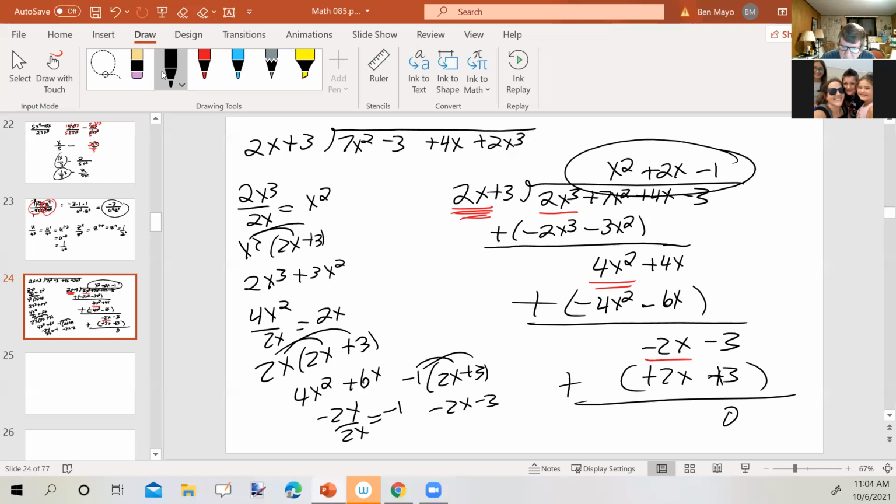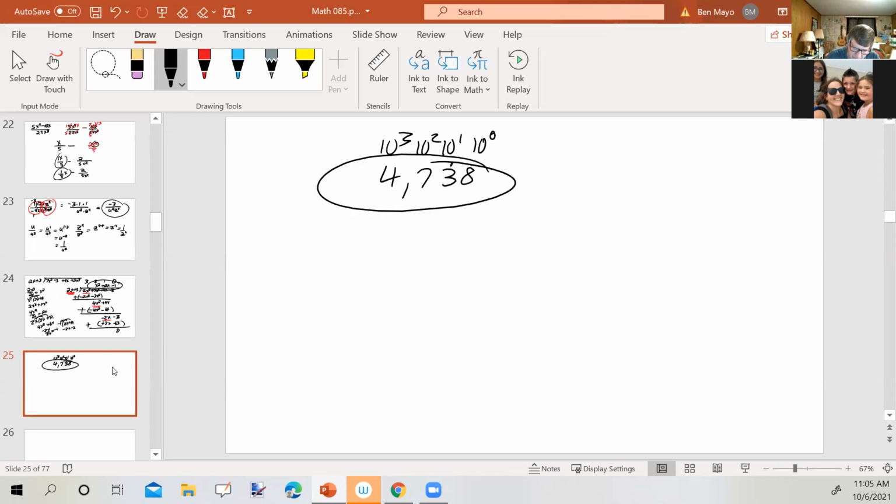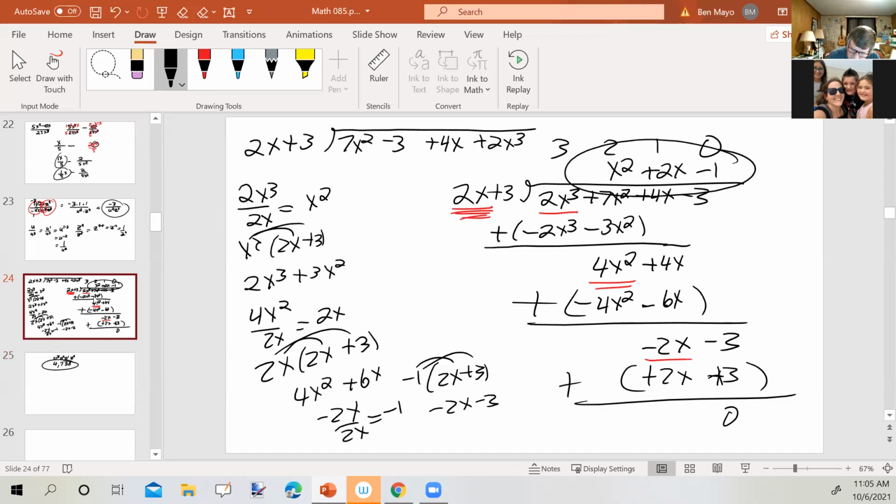Okay. Now, if you think about it, these columns are the cubed, square, first degree, constant term, 0 degree. If we think of a number like 4,738, this is the ones column, so that would be 10 to the 0 power. This is the tens column, 10 to the 1 power. This is the hundreds column, 10 squared, thousands column, 10 cubed. So what I'm getting at is these are in powers of 10, and we put zeros in for the missing powers, just like these are in powers of whatever variable there is.